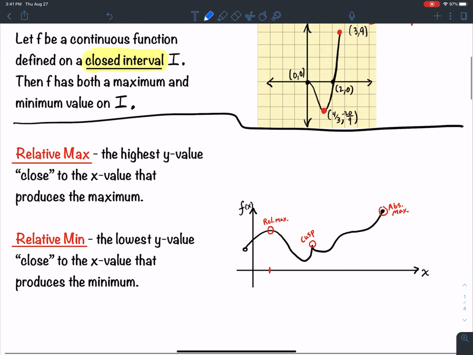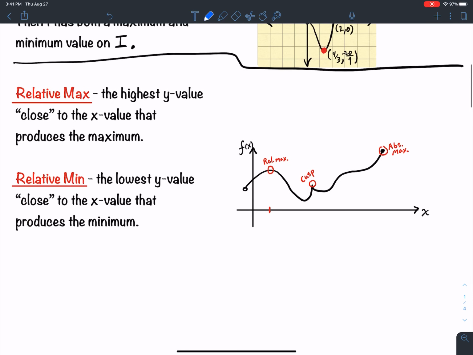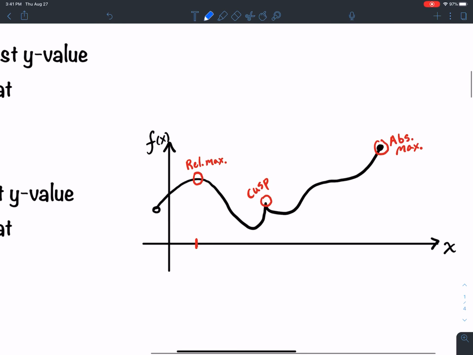We talked about that in another video, where it needed to be a closed interval. It couldn't be an open interval. There's no minimum on those endpoints for the open interval. Looks like the lowest point. All right, so what is a relative minimum?